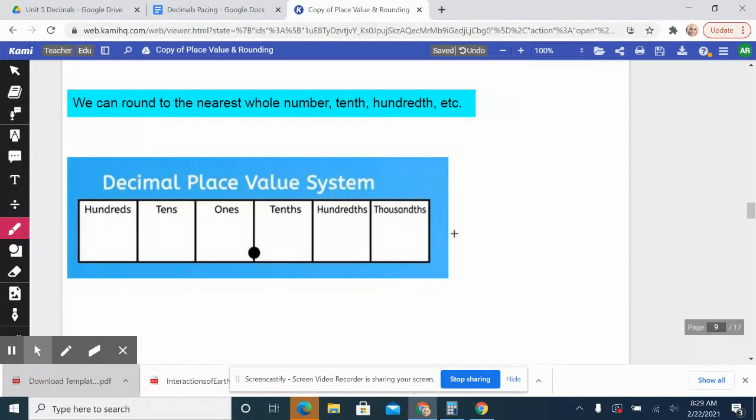Okay, so we can round to the nearest whole number, tenth, hundredth, tens, hundreds, whatever, right? We can round any of these numbers. And this is the order that it goes. So if you don't know the order that it goes, this little chart would be good for you to write down and maybe highlight if you don't know your place value chart.